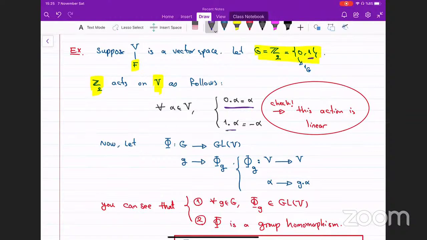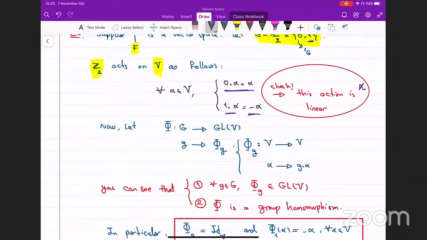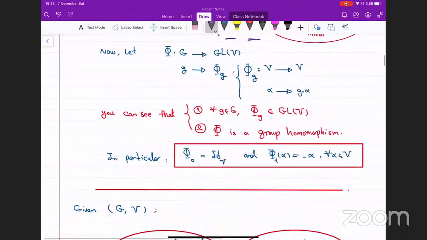I define the action of 1 on alpha to be minus alpha, which is obviously one vector in V. So you can easily check that this is a linear action. You can check it for yourself. Now, with respect to this action, I can obtain a homomorphism.